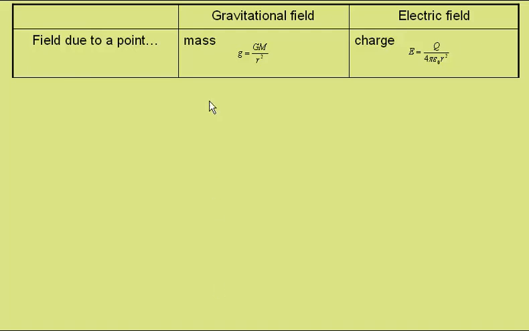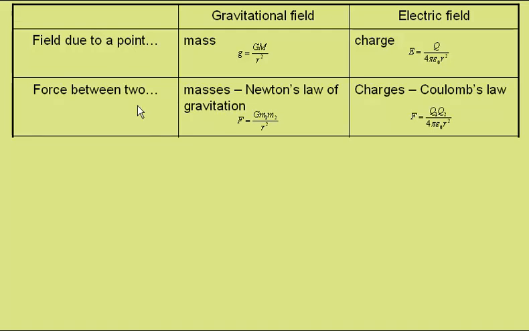Firstly, the field due to a point mass is given by this expression, where this is the gravitational field strength, this is the gravitational constant, the mass in kilograms, and our distance from the mass in meters. The field due to a point charge, the electric field strength E, is given by the charge Q in coulombs over 4 times pi times the permittivity of free space times our distance from the charge squared. So you'll see both these expressions have basically the same format. They both obey an inverse square law.